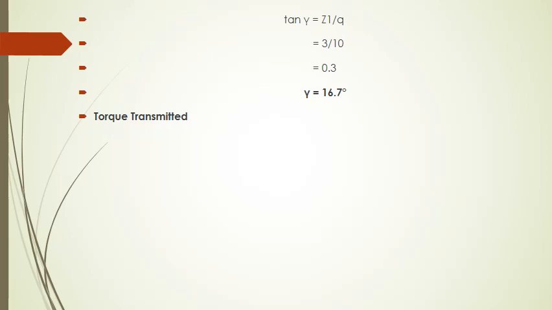Therefore torque transmitted is calculated by using this formula. Torque transmitted mt is equal to 60 into 10 raised to 6 into kilowatt divided by 2 pi n1. Substituting the values, mt is equal to 60 into 10 raised to 6 into 5 divided by 2 pi into 1440. Therefore torque transmitted mt is equal to 33157.28 Newton mm.